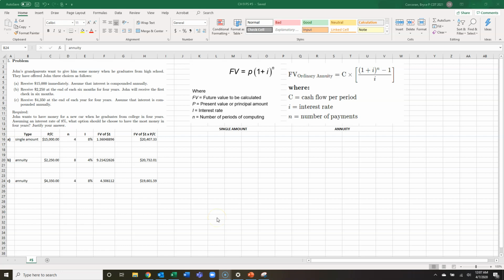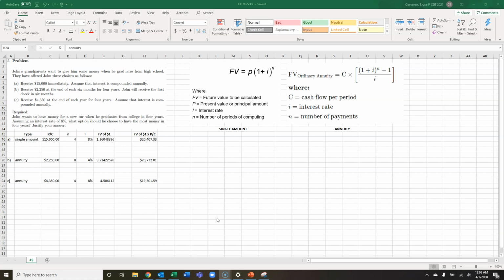Today I'm discussing problem number 5 from the Chapter 9 problem set. John's grandparents want to give him some money when he graduates high school, and they've offered him 3 choices. What's required here is he wants to have money for a new car when he graduates college in 4 years. We're going to assume an interest rate of 8% and see which option he should choose.